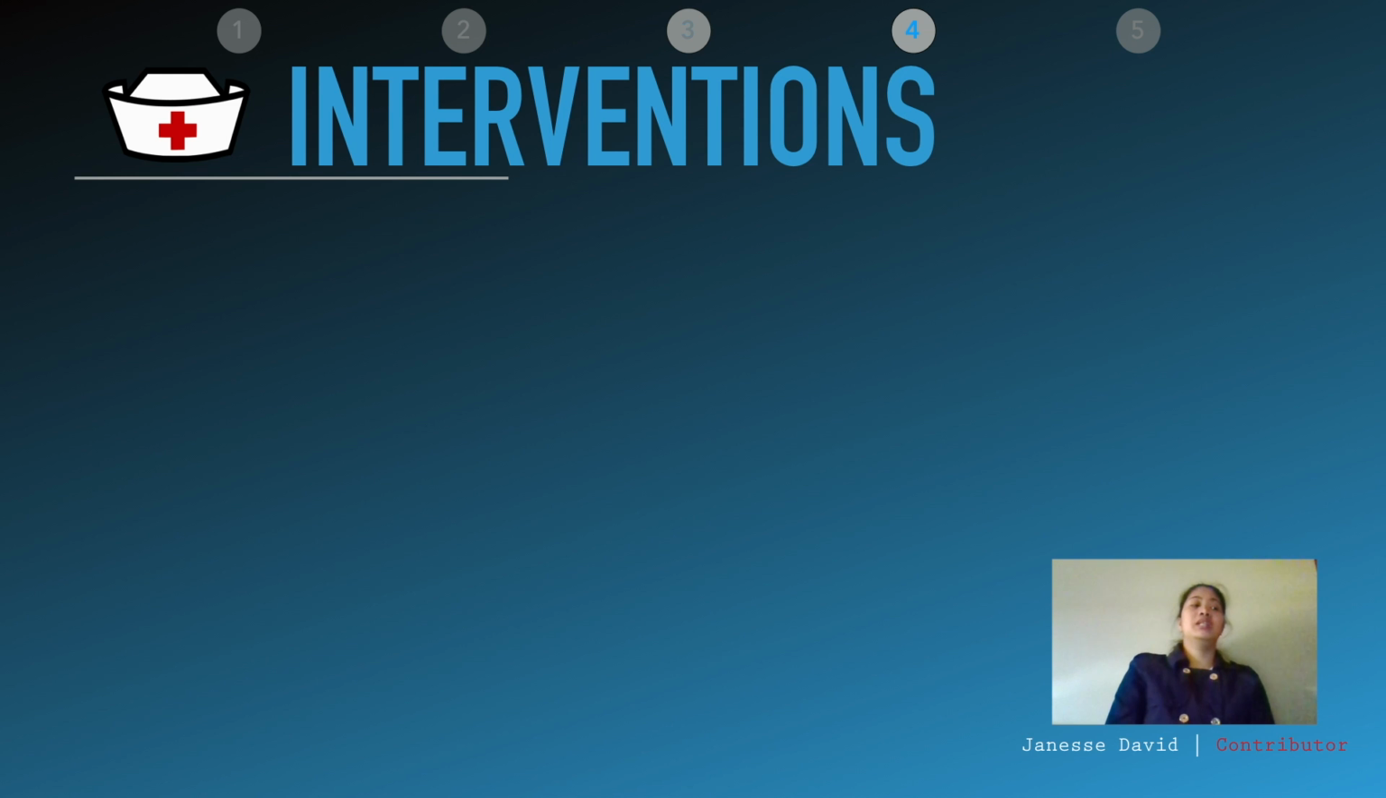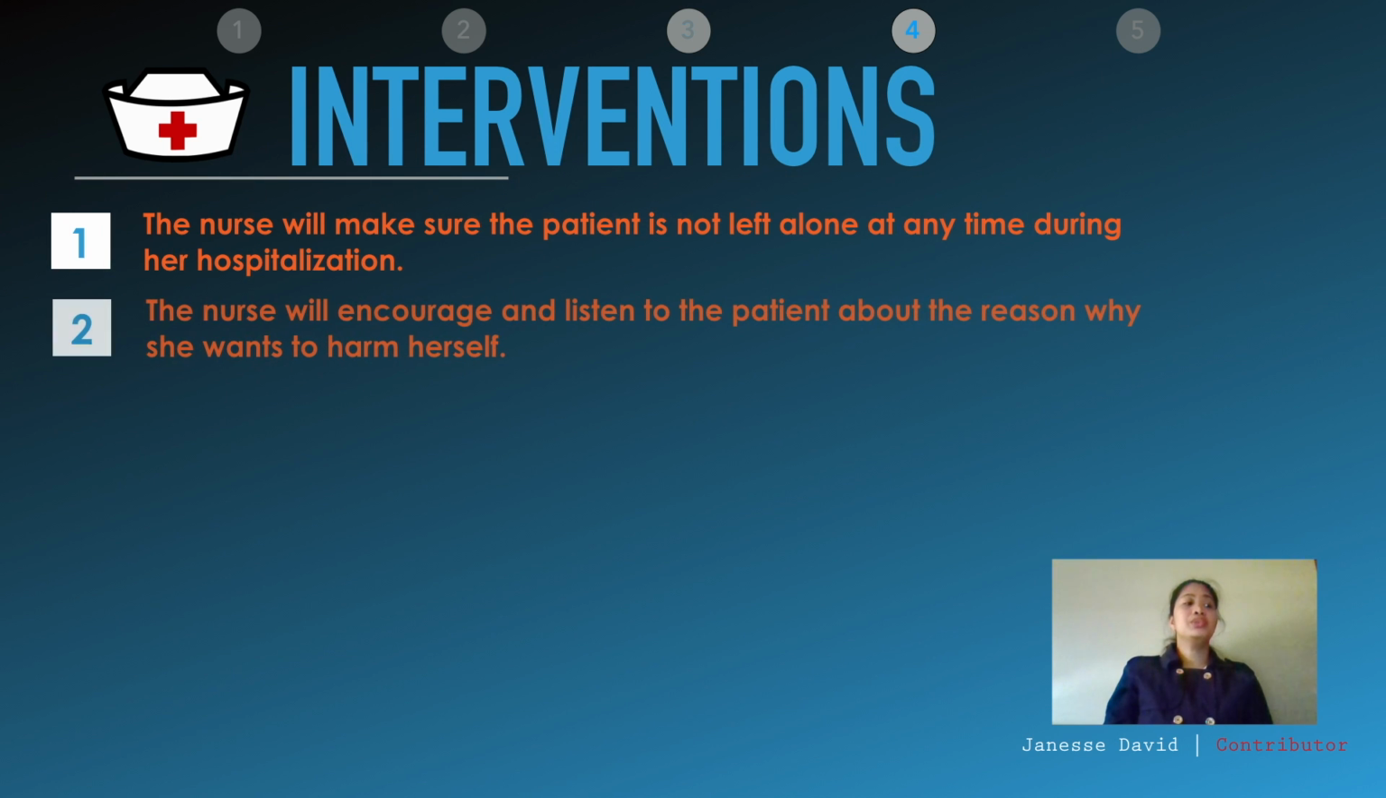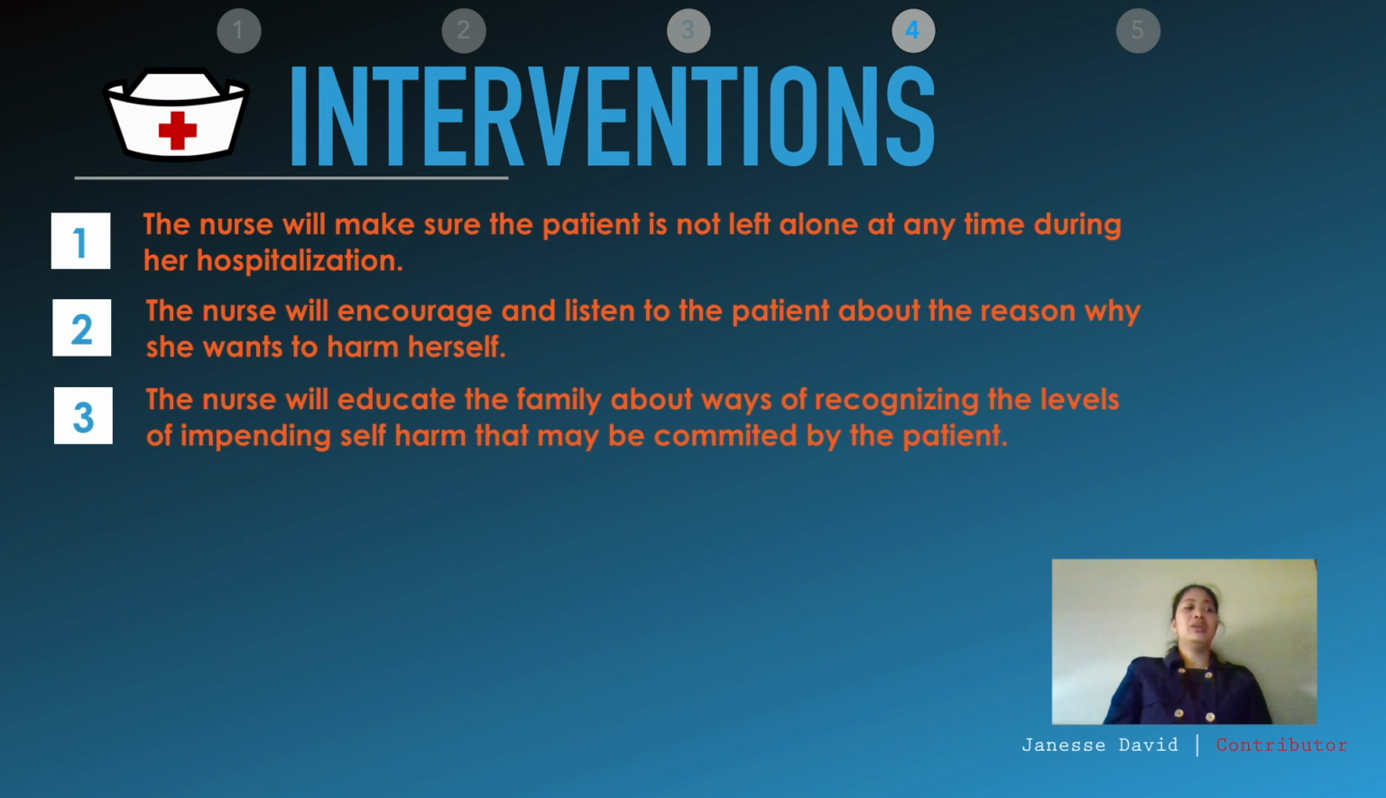Our nursing interventions for these patients are: number one, the nurse will make sure that the patient is not left alone at any time during the hospitalization, by letting the patient feel that she is being cared for, and the patient's room should always be near the nurse's station. Number two, the nurse will encourage and listen to the patient about the reasons why she wants to harm herself. By doing this, the nurse can provide relief from loneliness and pent up negative feelings. Number three, the nurse will educate the family about ways of recognizing levels of impending self-harm that may be committed by the patient.